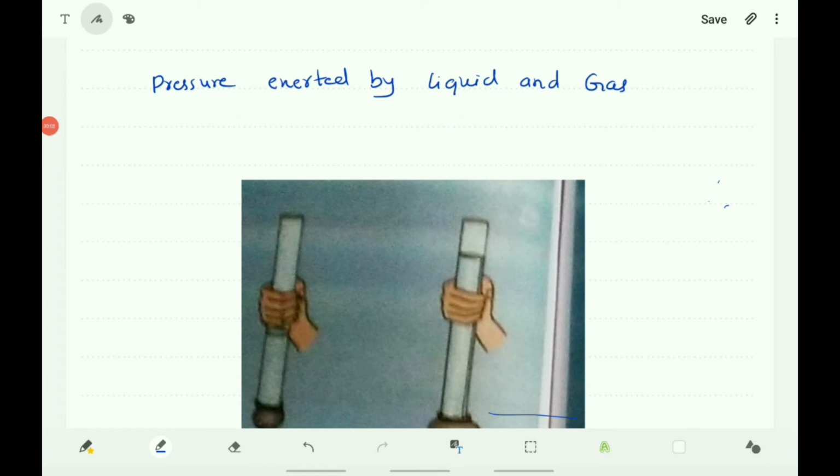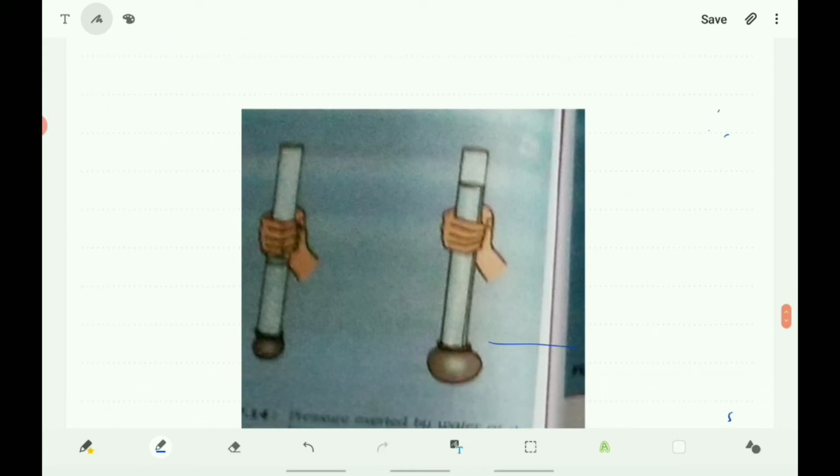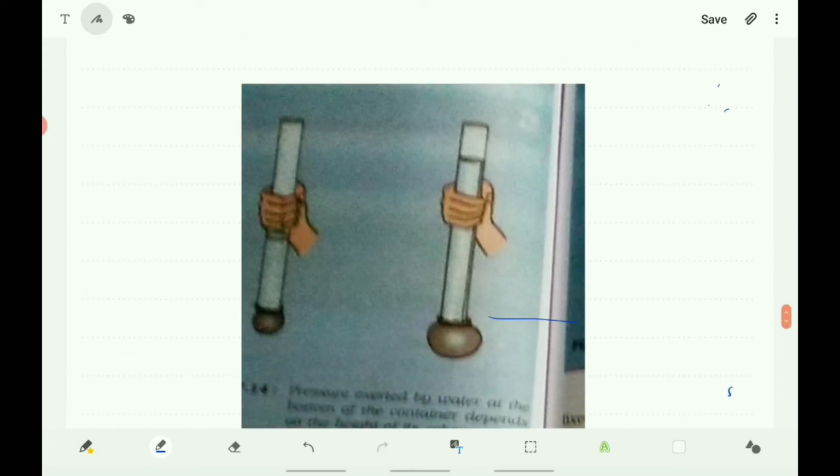Now let us discuss the pressure exerted by liquid and gas. Liquid and gas exert pressure on the walls of the container in which they are kept. To make it clear, do an activity. Take a transparent glass tube or a plastic pipe. The length of the pipe or tube should be about 25 cm and its diameter should be 5 to 7 cm. Also take a piece of thin sheet of good quality rubber, say a rubber balloon.